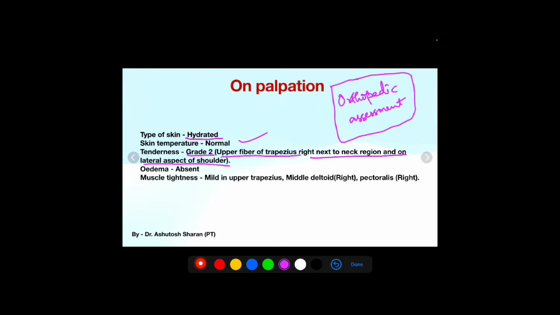All right. There is also muscle tightness. Along with that, edema is absent. That we have already discussed. Now there is muscle tightness, mild in the upper trapezius and middle deltoid on the right side, and the pectoralis muscle on the right side.